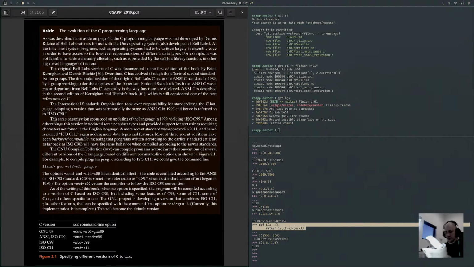Another aside, a huge aside: the evolution of the C programming language. As we described in a sidebar on page 40, the C programming language was first developed by Dennis Ritchie of Bell Laboratories for use with the Unix operating system, also developed at Bell Labs. At the time, most system programs, such as operating systems, had to be written largely in assembly code in order to have access to the low-level representations of different data types. For example, it was not feasible to write a memory allocator, such as is provided by the malloc library function.